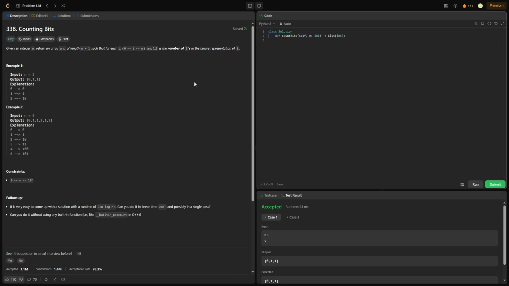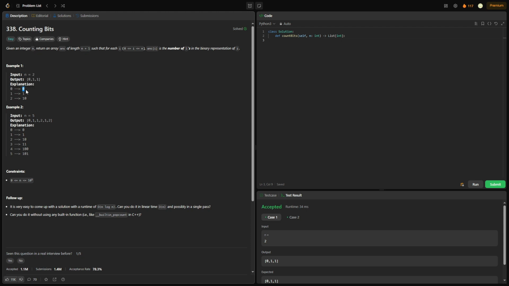What up, everyone? This is LeetCode 338, Counting Bits. We're given an integer n, and for every digit from 0 up to and including n, we have to consider the binary representation and count the number of ones. So for 2, we go from 0, 1, up to 2.